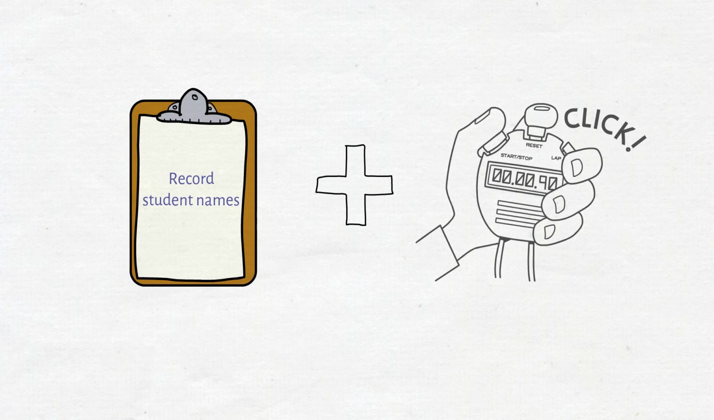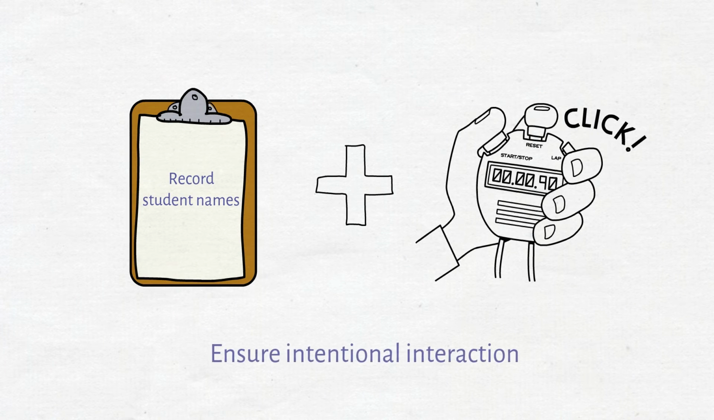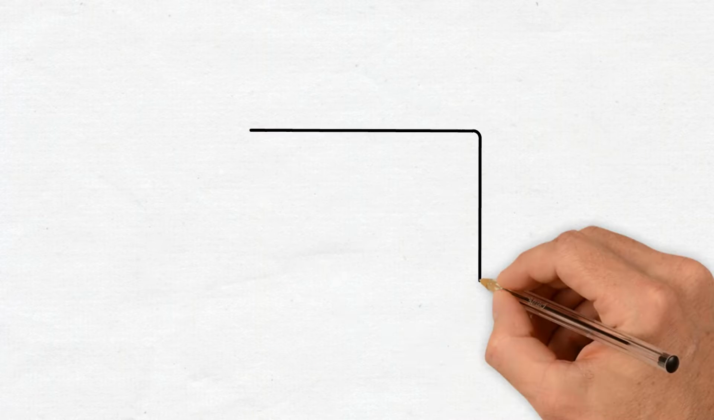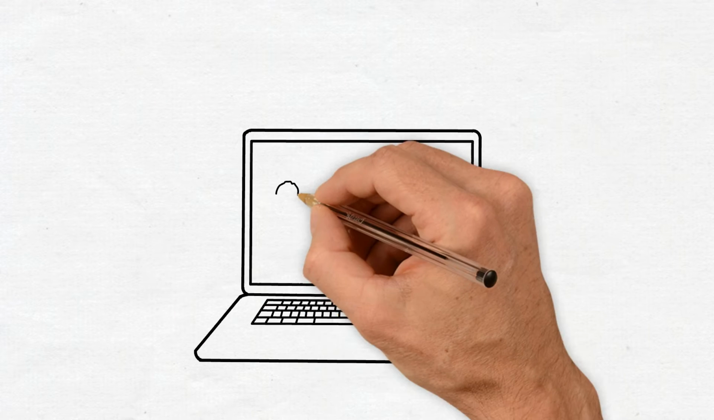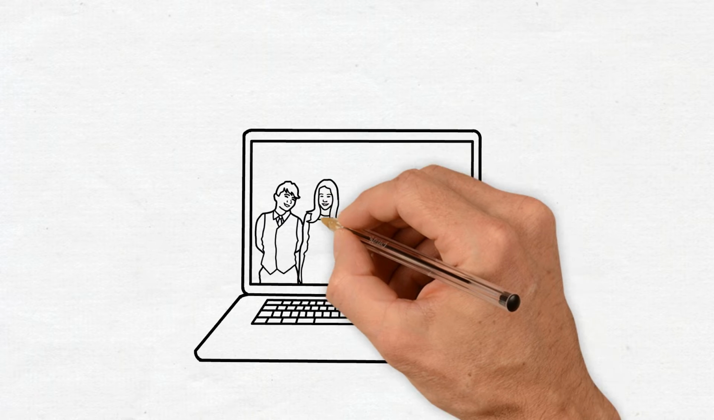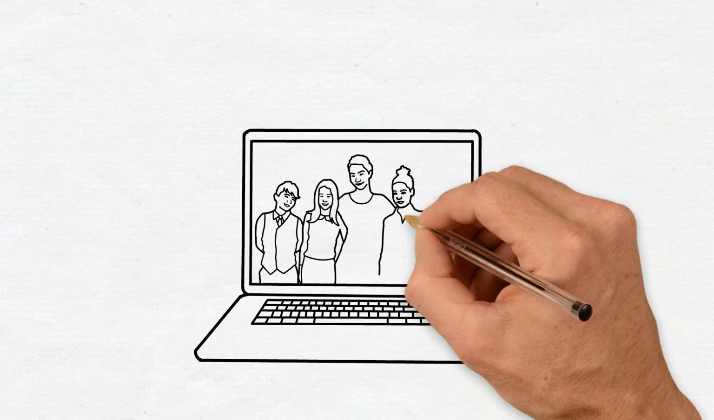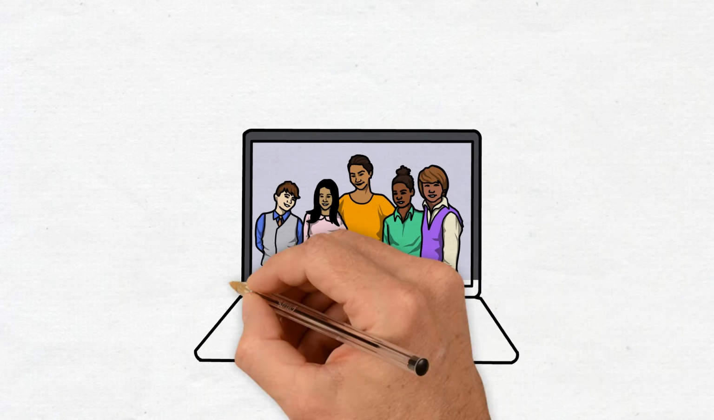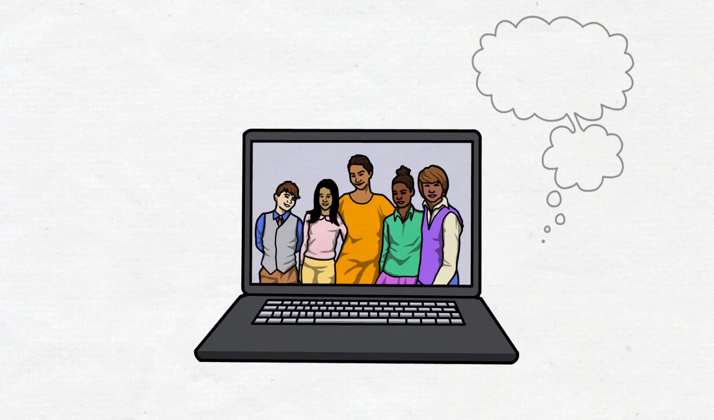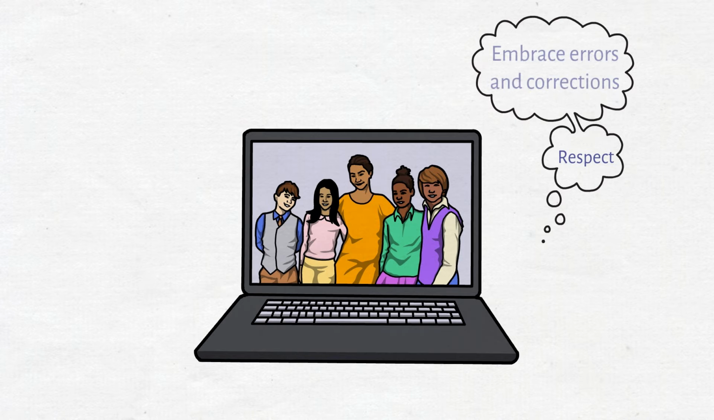It is also beneficial to record which students have been called on and how frequently they are called on to ensure intentional interaction and engagement with all students. For calling on students randomly to lead to increased engagement among hard-to-reach students, it is important to have already created a safe environment in which every idea is discussed with respect and making errors and corrections are embraced.